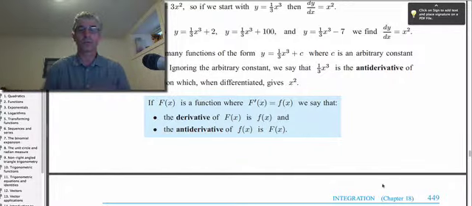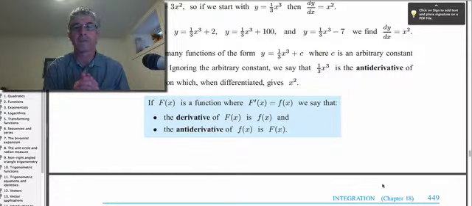Well, what is the antiderivative? What are we talking about? Let's say we had f of x equals 3x squared. Okay, well, we can find f dashed of x very easily. Differentiate 3x squared, we'll get 6x, no problem.